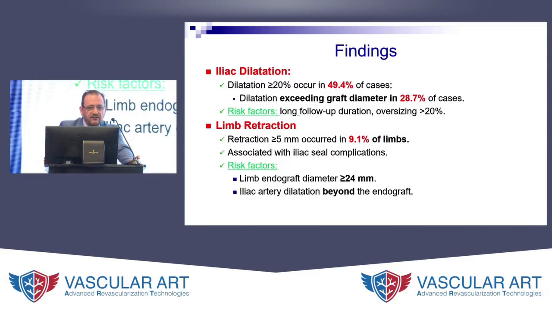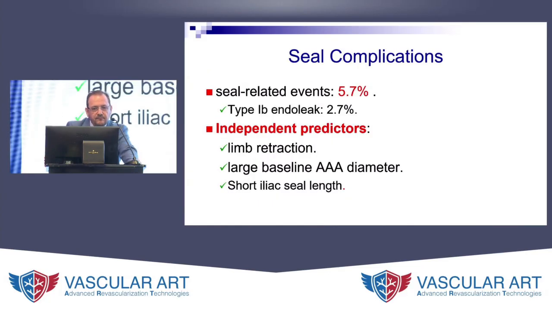Limb retraction of more than 5 millimeters occurred in about 9% of cases, and was again associated with iliac seal complications. The risk factors are limb endograft diameter more than 24 and iliac artery dilatation beyond the graft. Seal complications happened in about 5.7%, but type 1B endoleak only in 2.7%. The independent predictors were limb retraction, larger baseline AAA, and short iliac sealing zone.